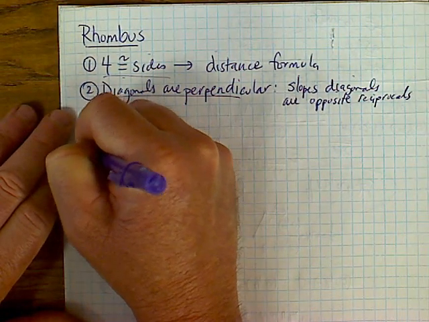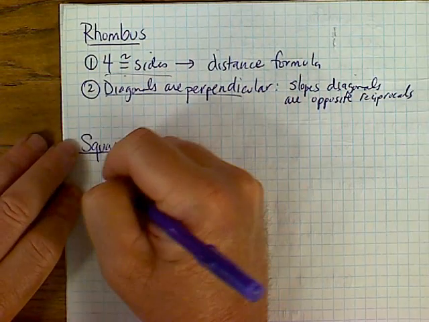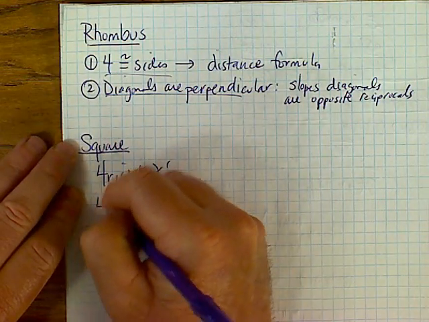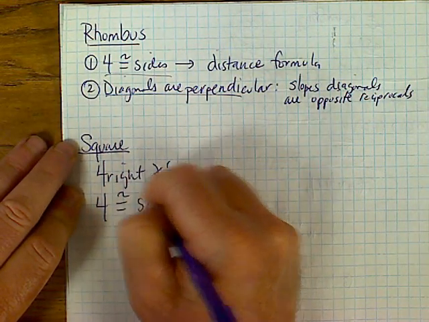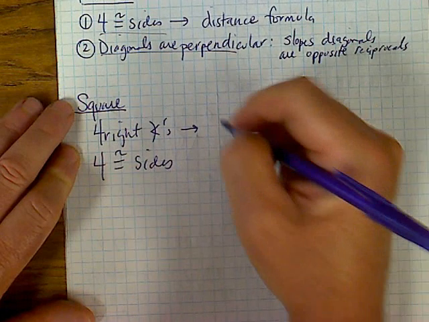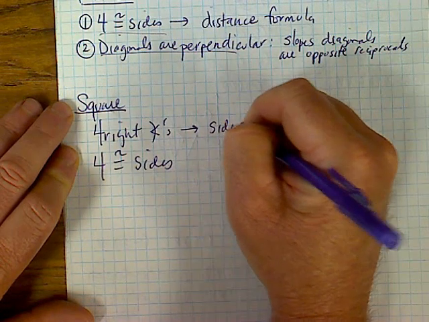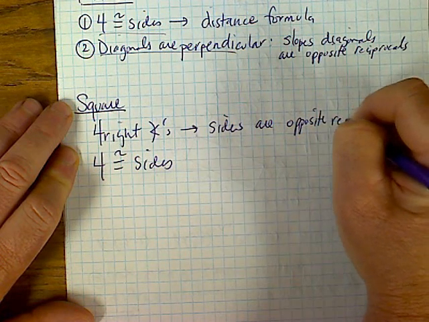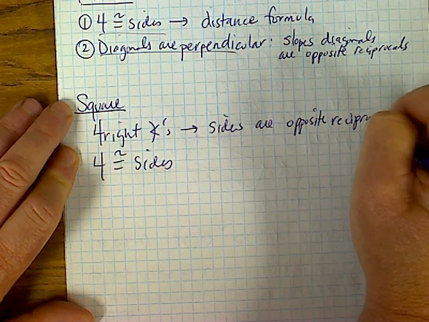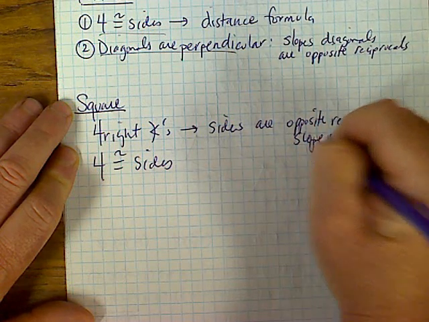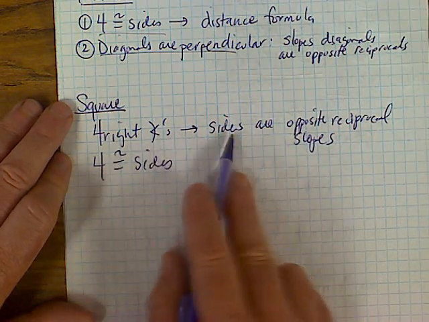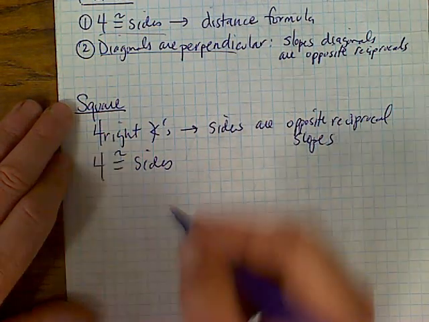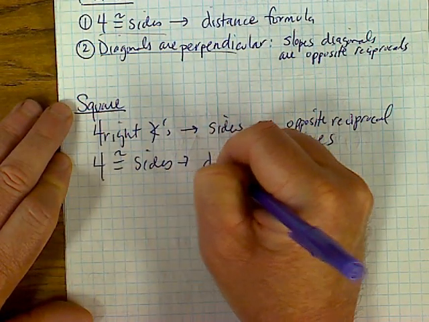Now, if you had a square, you would need 4 right angles and 4 congruent sides. So again, how do you find right angles? If the sides have opposite reciprocal slopes, that's how you know you have right angles. The sides would be perpendicular and they would have opposite reciprocal slopes. And 4 congruent sides, you got to do that with distance formula.